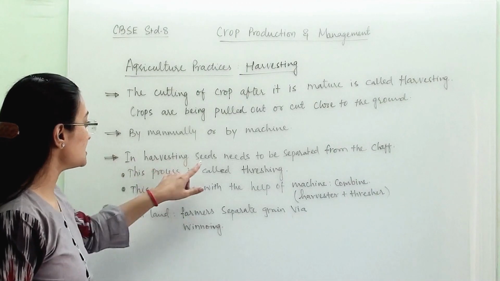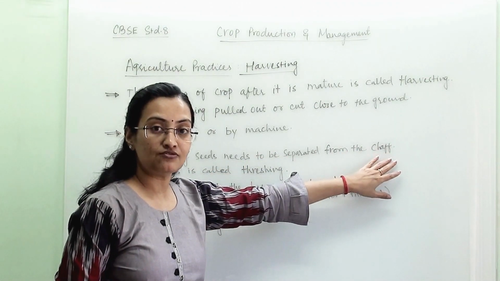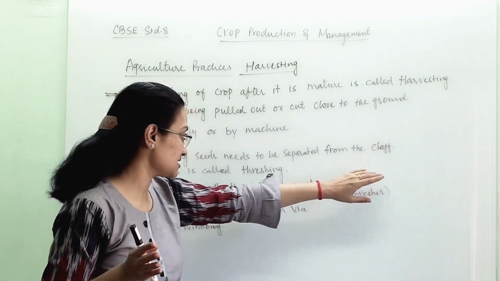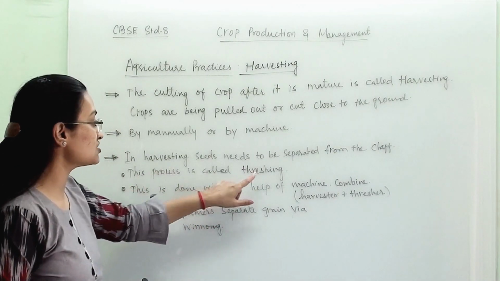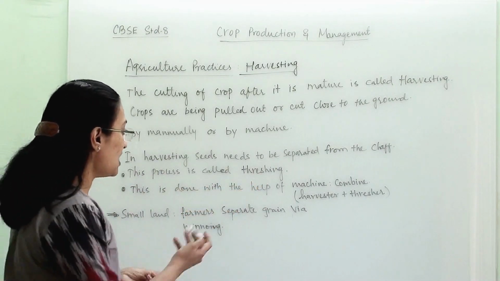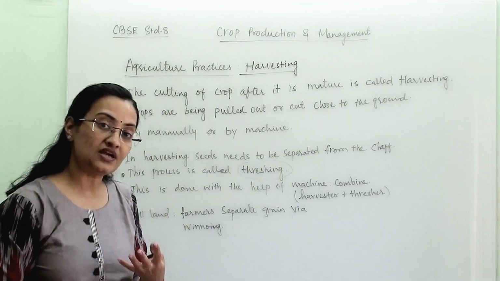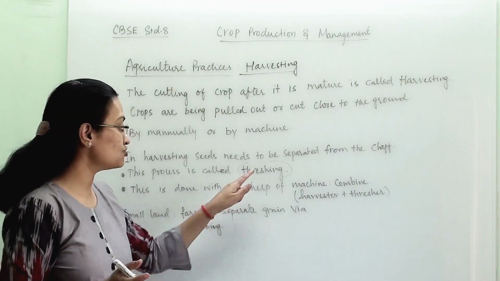In harvesting, seeds need to be separated from the chaff. Now what is the meaning of chaff? The unwanted portion of the crop, or we can also say husk. So seed needs to be separated from the plant, and this process is called threshing. After chopping down the crop, we separate seeds from the chaff. That is known as threshing.